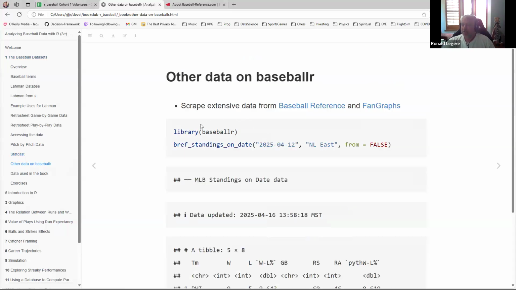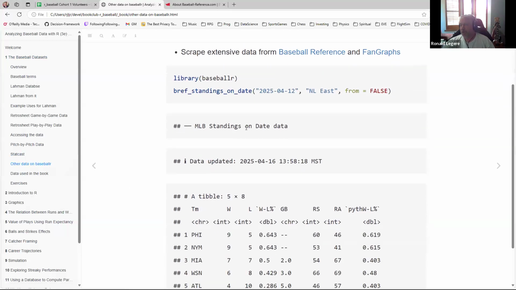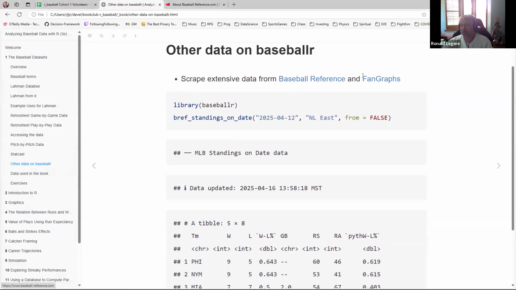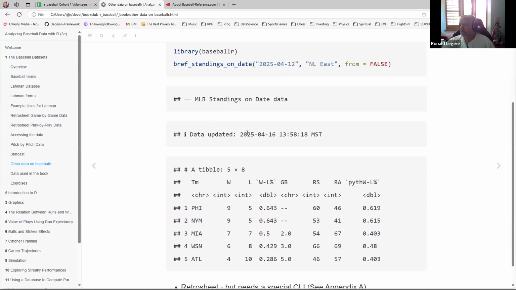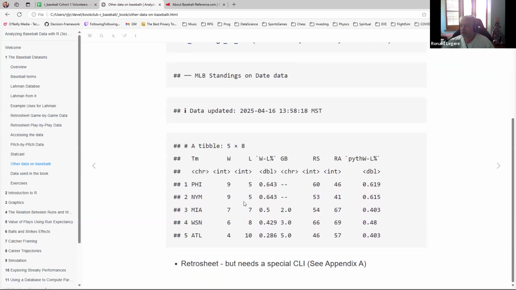I will mention that he doesn't talk about this, but I did play around with baseballr a little bit. There's other data in there. You can go to the website for baseballr and you'll see it'll scrape data directly from Baseball Reference or from Fangraphs for you. For example, you can get the current standings as of April 16th when I did this, for the National League East. So you can pump out a lot of the cool stuff that's on Baseball Reference and Fangraphs, not all of it, but a lot of it. Just kind of cool. And like I said, Retrosheet is also in baseballr, but you need a special command line tool to make that work.